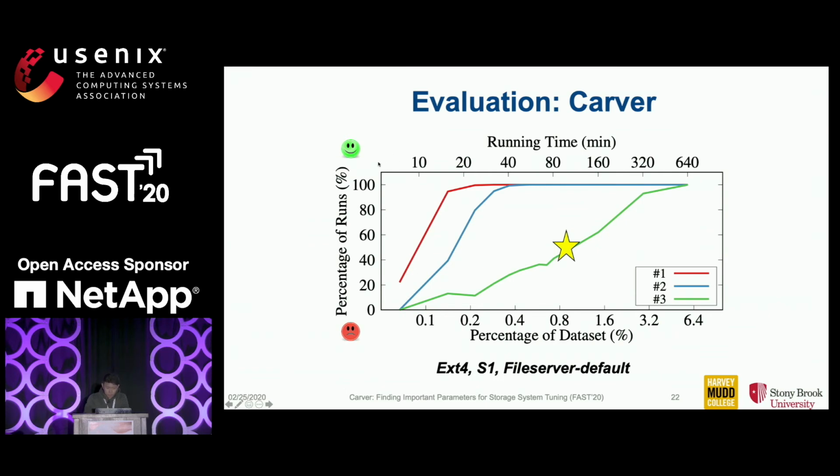The chance of correctly selecting the third important parameter increased with the percentage of the dataset used, and with around 1% of the dataset, Carver has a probability of around 60% to find the third important parameter.